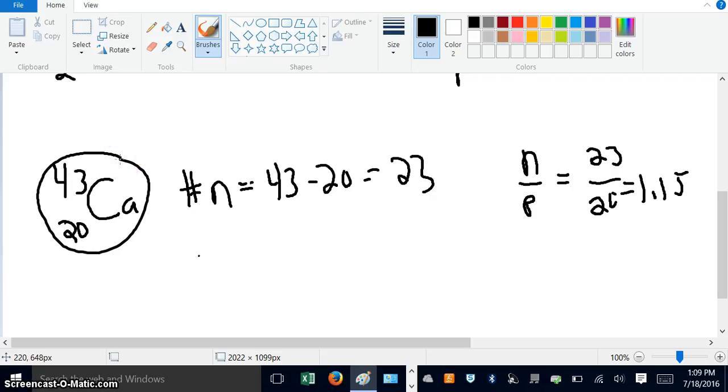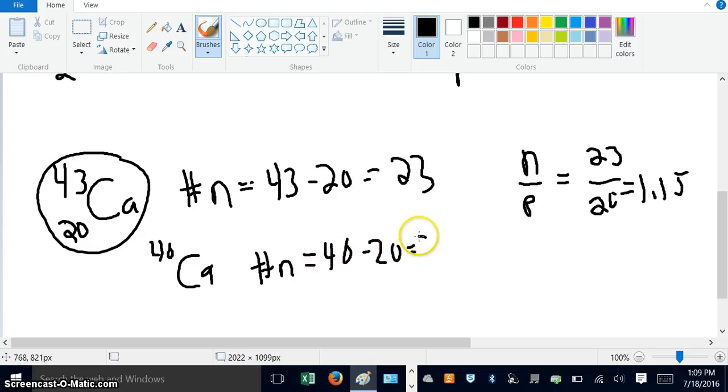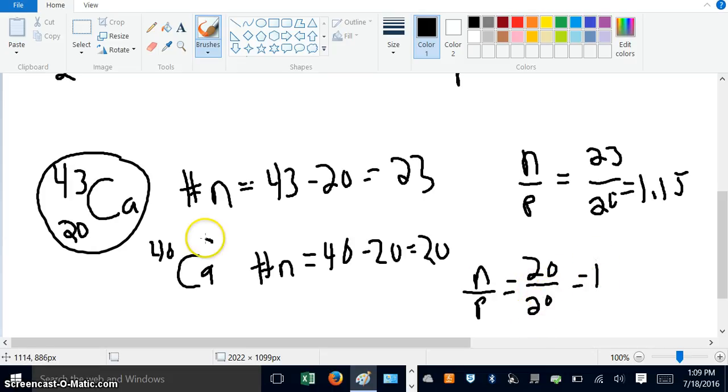All right. For example, what about calcium 40? If we just do a quick calculation, the number of neutrons for calcium 40 is going to be 40 minus 20, which is 20. And now if we did the neutron to proton ratio, it's 20 divided by 20, which is exactly 1. So that one, calcium 40, we would predict to be stable, very stable. All right, we'll continue this in the next video.